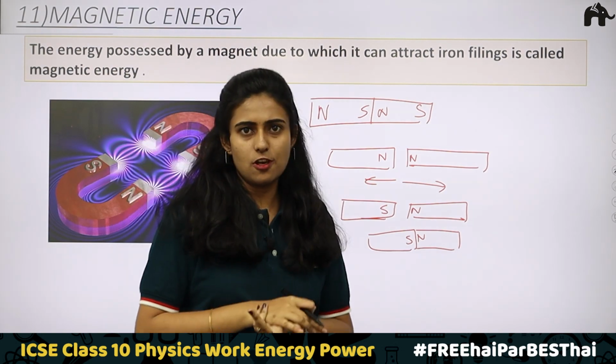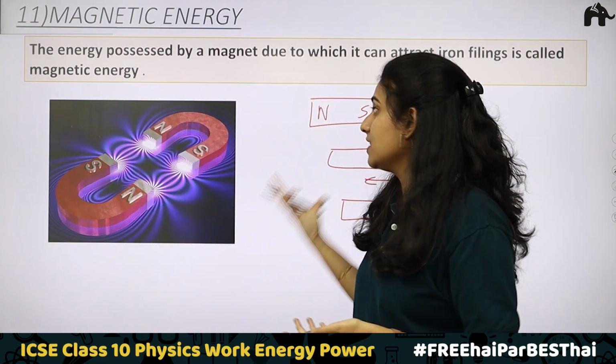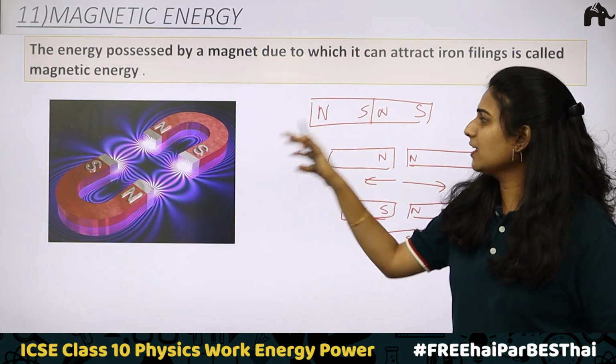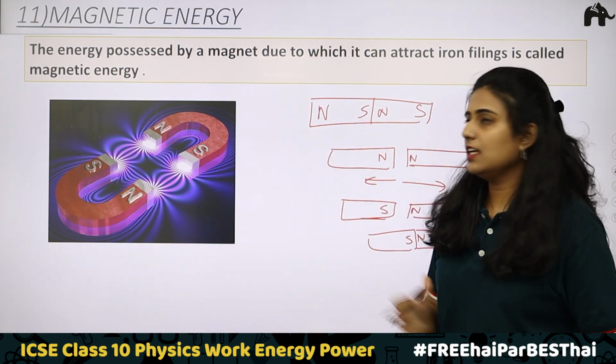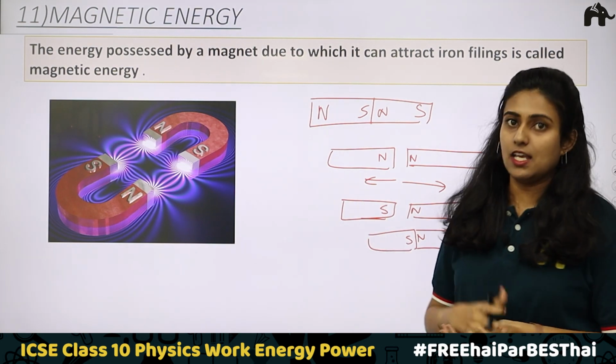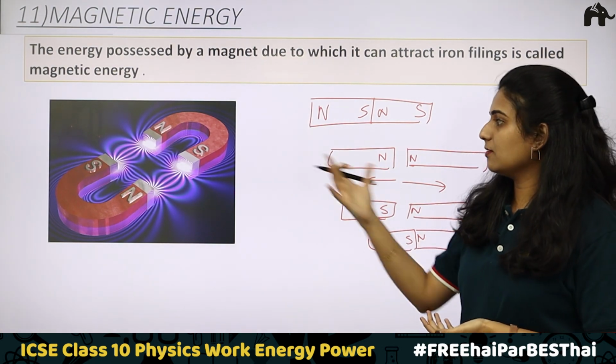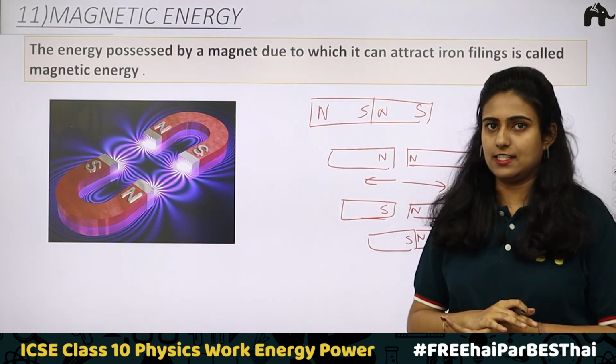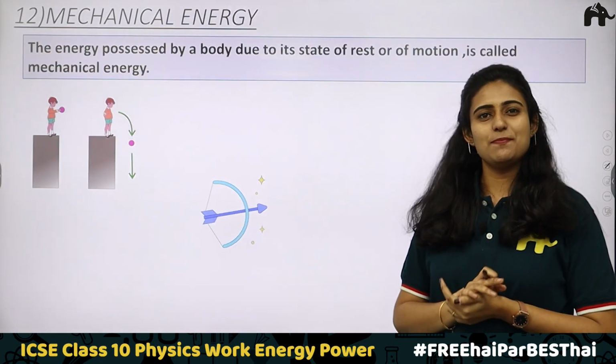There are different forms of magnets, like bar magnet, C magnet, U magnet, disc magnet. When a magnetic effect is there, the energy involved is the magnetic energy. An electromagnet is a device which produces magnetic energy using electricity. The last one is mechanical energy.